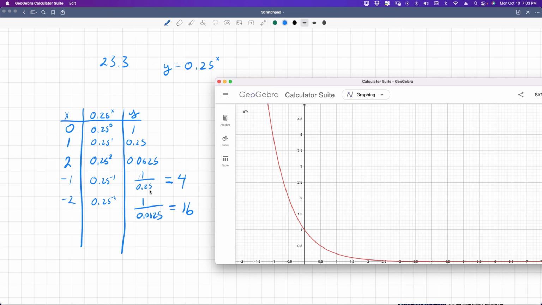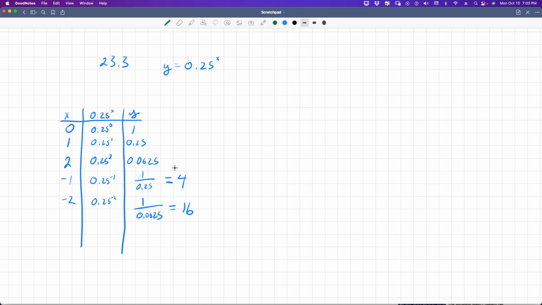Which is exactly what it did for me. So don't hesitate to use it to check your work. Don't use it to do your work per se, but you can check your work with it, all right?